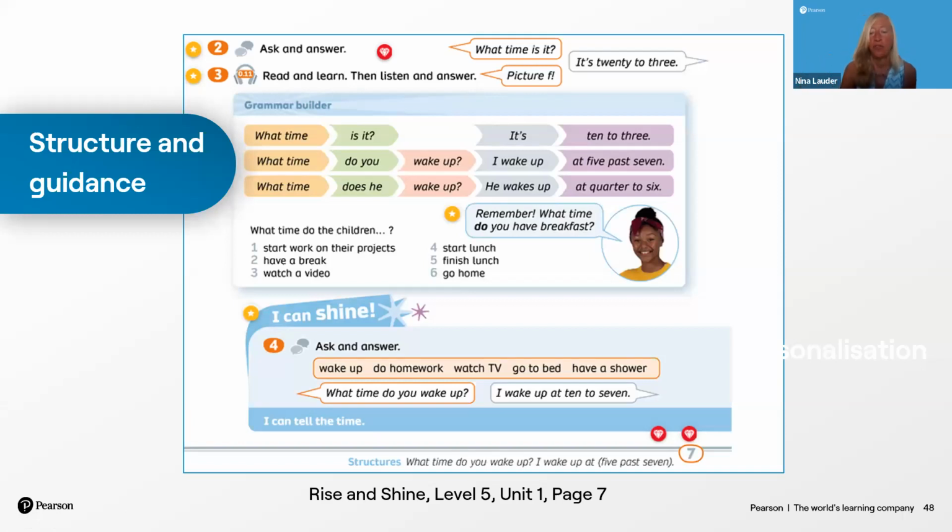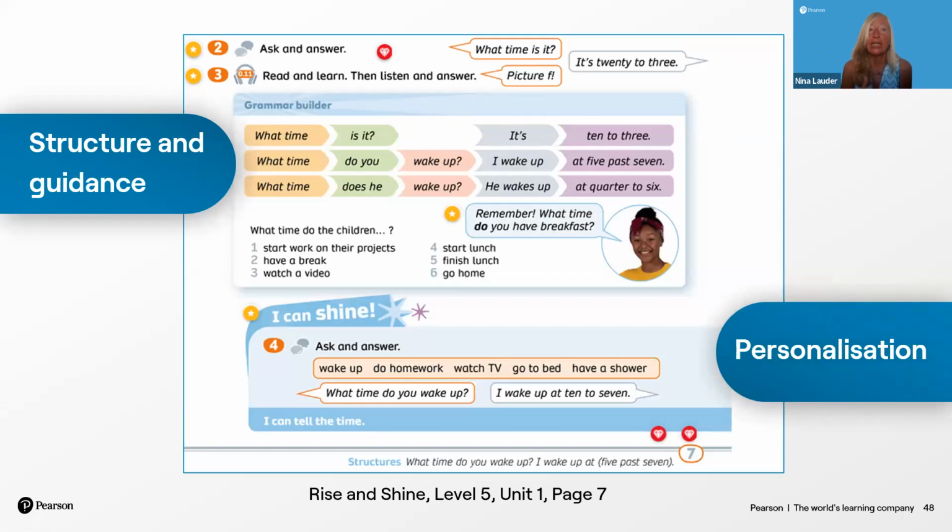And then if we move on, we have our personalization. So we're doing 2 things at once. We've got our structured grammar, color-coded sentence frames for them to work with, our little reminder of what we need to keep an eye on. And then at the bottom, I can shine with our personalization task. And then of course, we can have them working together to share their answers.